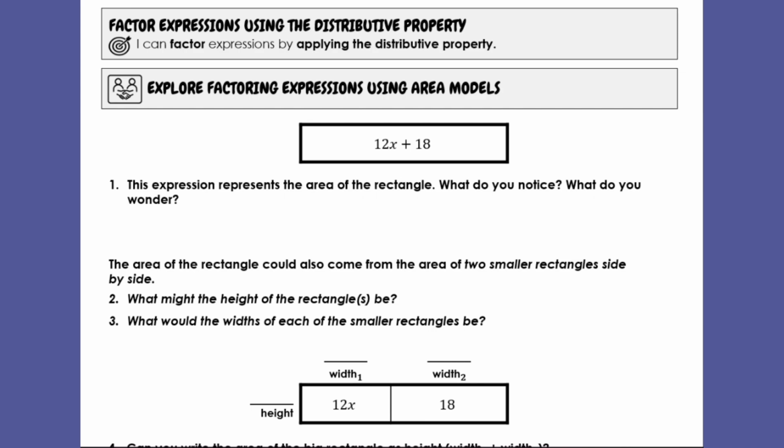So another question that you might have come up with is, okay, so that's the area. What are the actual dimensions of this rectangle? Like, what's the height? What's the width? So in the next question, it says the area of the rectangle could also come from the area of two smaller rectangles side by side. Something that we talked about in the last lesson, that we could take the area of a big rectangle or kind of chop it into two smaller rectangles. And sometimes that makes our problem a little bit easier to manage or to think about.